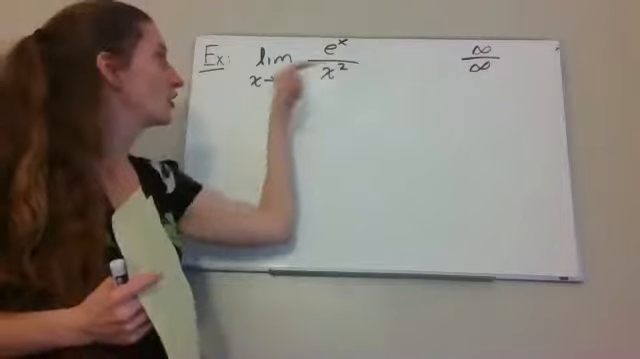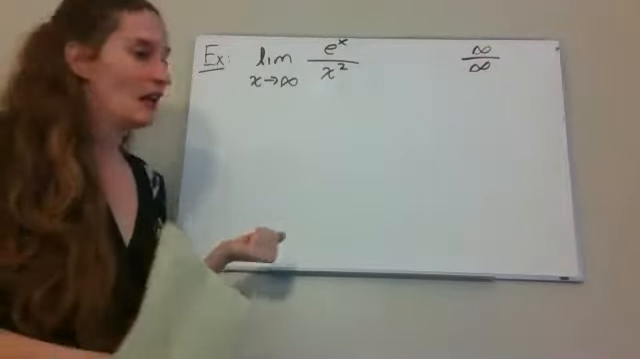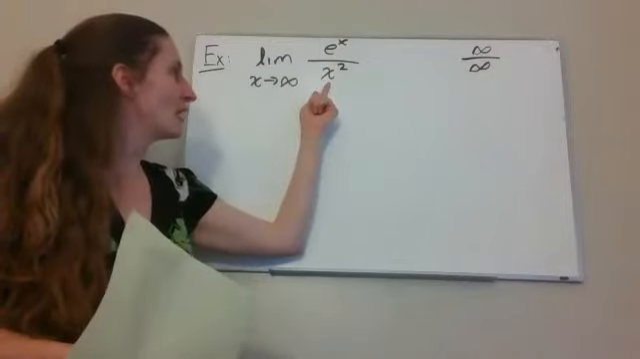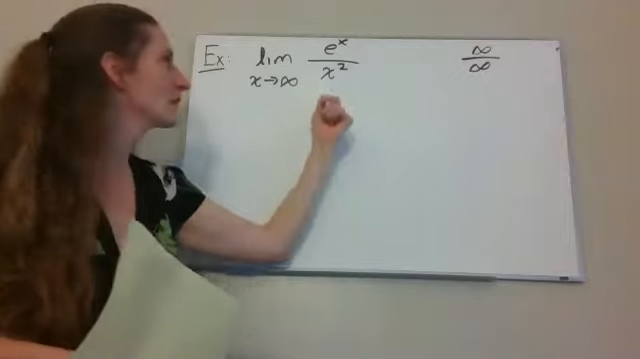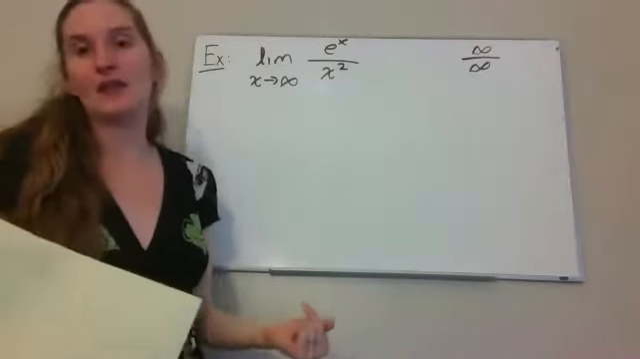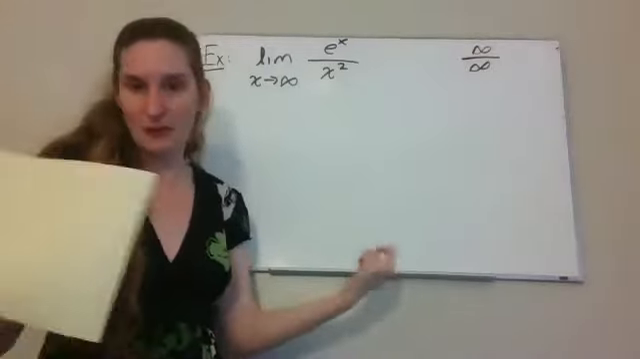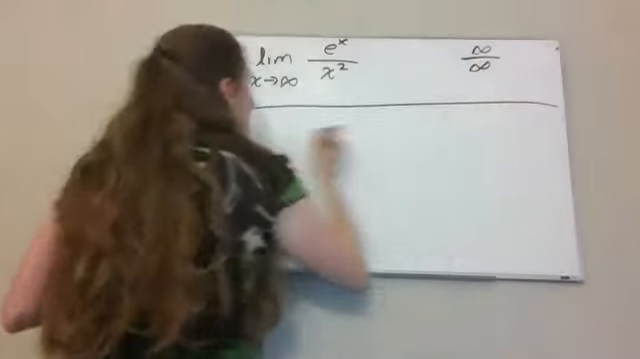Are my two functions differentiable? Yes, they are. I can take their derivatives. Is the derivative of the denominator non-zero, at least when we're getting close to infinity? Well, the derivative of the denominator is 2x, and that's non-zero as long as x isn't 0. So we're good. So we can do this using L'Hopital's rule.